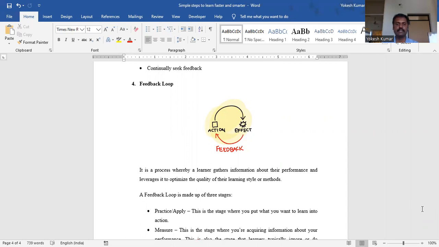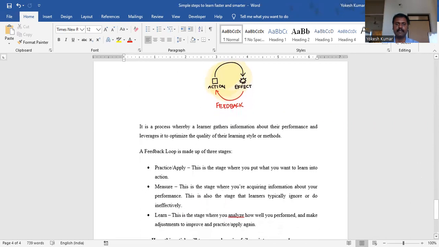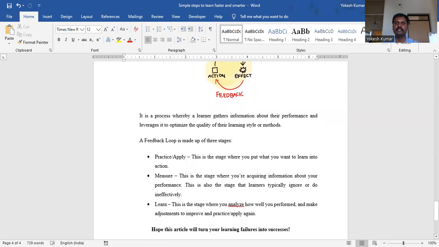So here I have listed the stages of feedback. First stage is practice or apply. This is the stage where you put what you have learned into practice or action. After practice, what do you have to do? You have to measure. This is the stage where you acquire information about your performance. This is also a stage where learners typically ignore it or do it ineffectively.